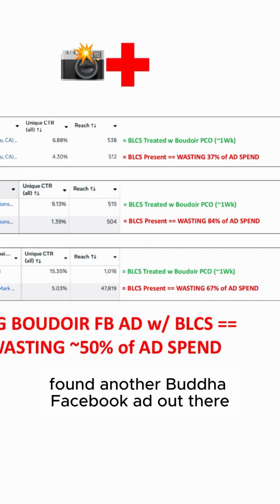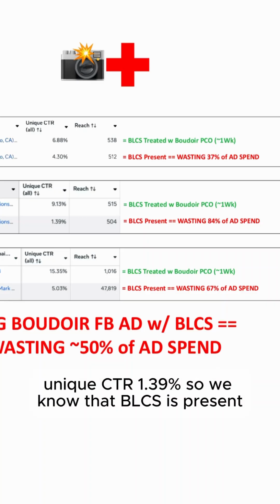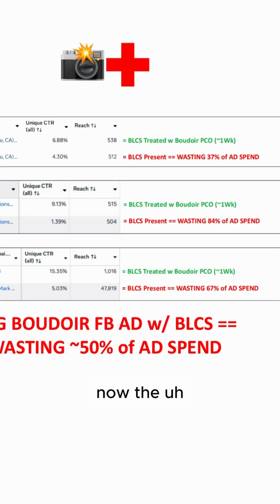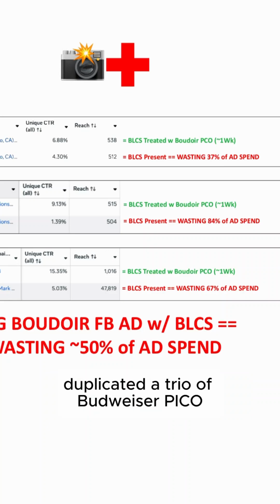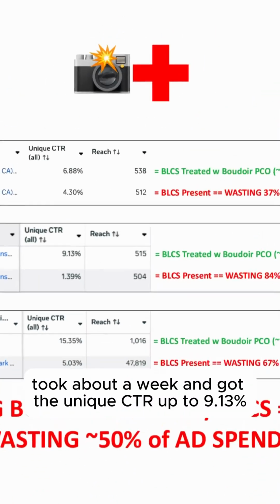Second part of my residency, found another Boudoir Facebook ad out there. Unique CTR 1.39%. So we know that BLCS is present. Unique CTR under 6%, we know that BLCS is present. Now we duplicated it, treated it with Boudoir PICO, took about a week, and got the unique CTR up to 9.13%.